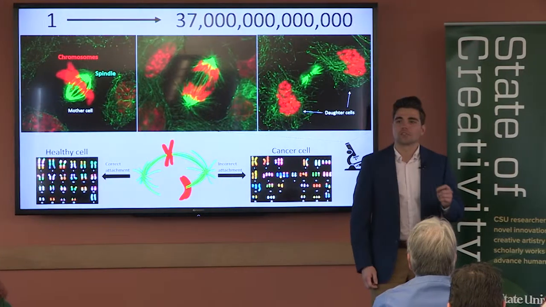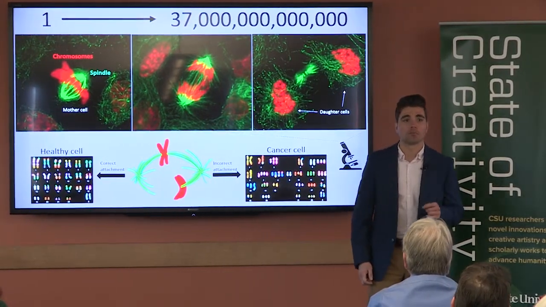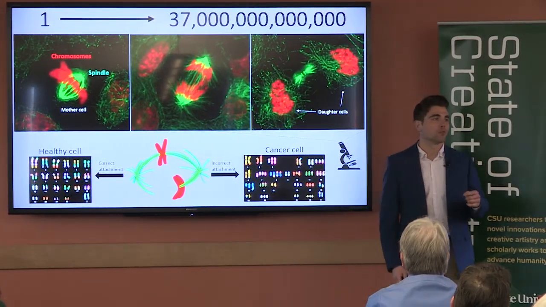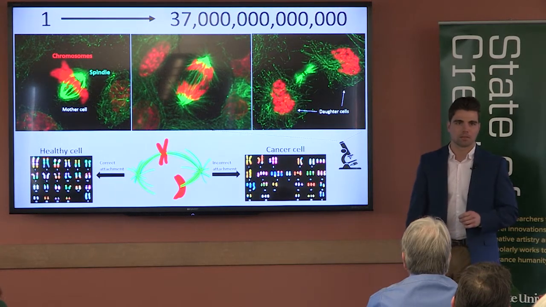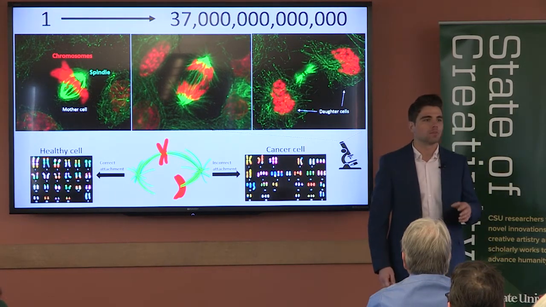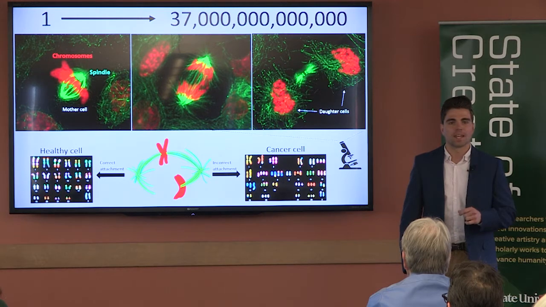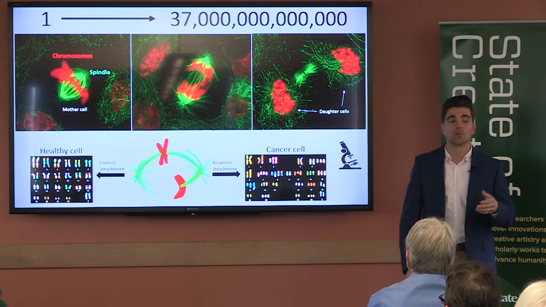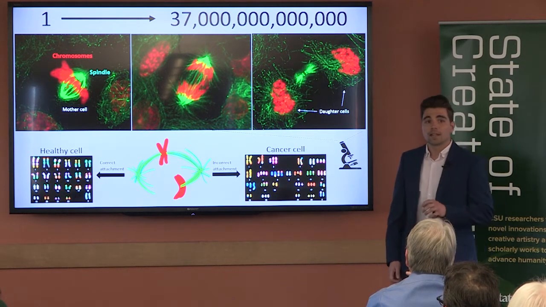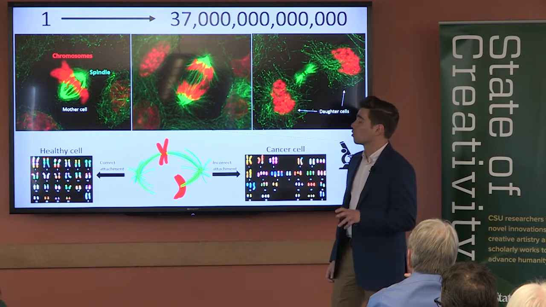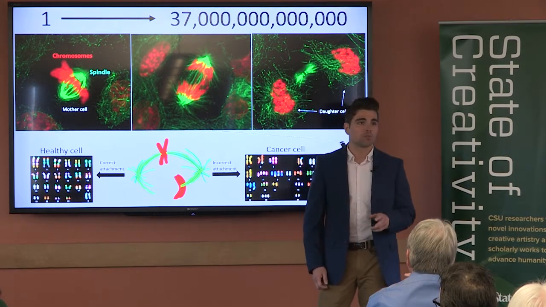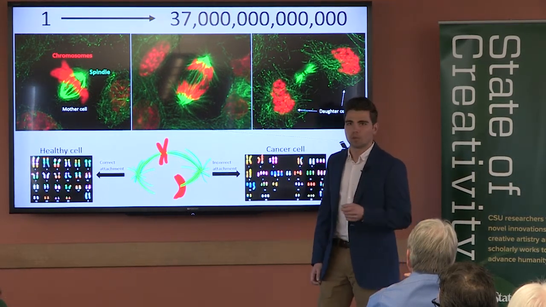Each of you started as a single fertilized egg, and through the process of cell division, you're now made of over 37 trillion cells, each of which contains a copy of your unique DNA, the genetic instructions manual, which makes you who you are. Dividing cells package their DNA into structures called chromosomes, and they move their chromosomes using a football-shaped machine called the spindle.